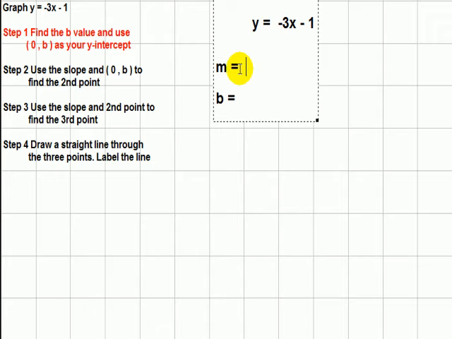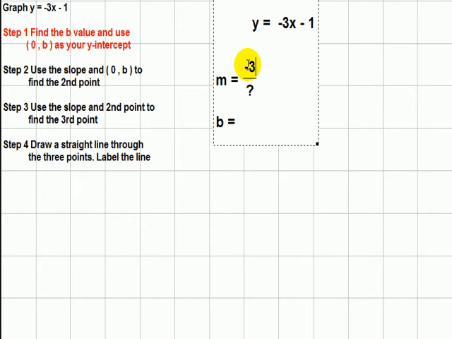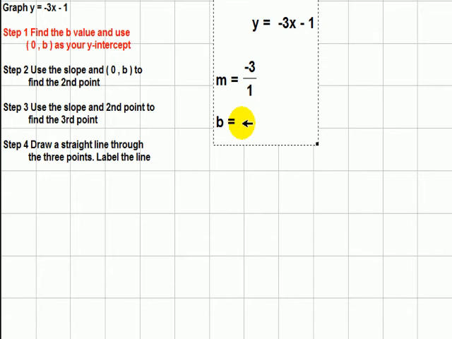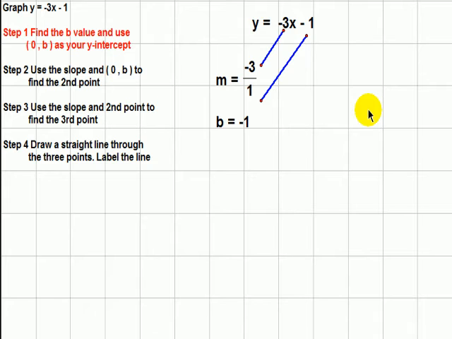So what do we know? Just to reiterate, we know that the slope is negative 3 over 1. Okay, so what does that mean, negative 3 over 1? What that means is that for every 3 units you go down between 2 consecutive y values, you are going to go 1 unit to your right between 2 consecutive x values.